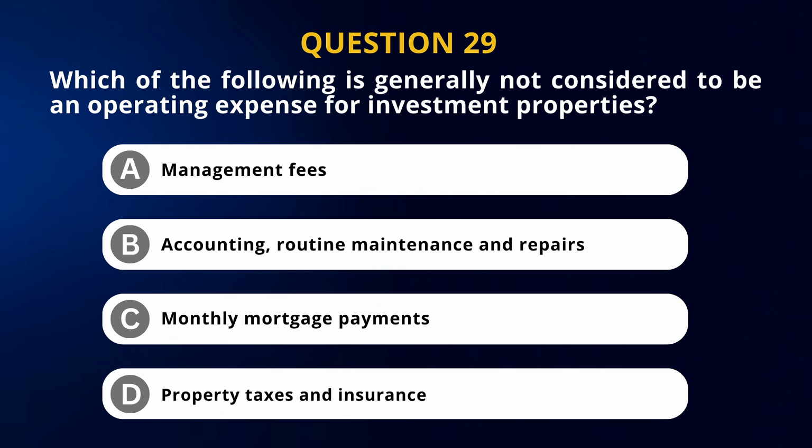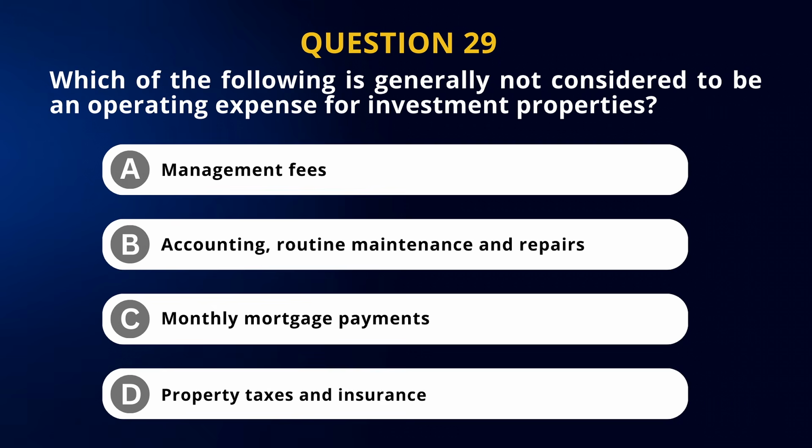Question number 29. Which of the following is generally not considered to be an operating expense for investment properties? Letter A, management fees. Letter B, accounting, routine maintenance, and repairs. Letter C, monthly mortgage payments. Letter D, property taxes and insurance.